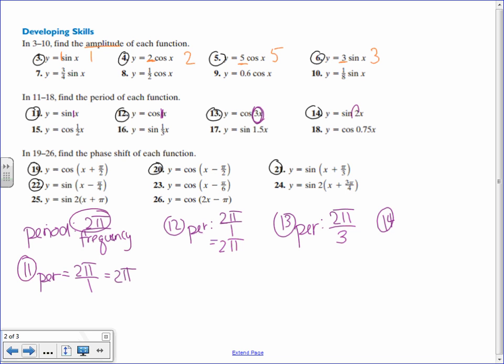And then for 14, on the inside I'm multiplying by 2. So for 14, my period is going to be 2 pi divided by the frequency, which is 2, which is just pi. So that means that by the time I go from 0 to pi, I need to have completed one full sine curve. Because this frequency of 2 is telling me that by the time I go from 0 to 2 pi, I should have had 2 sine curves. So your frequency tells you how many curves by the time you get to 2 pi, and the period tells you how long to complete one.